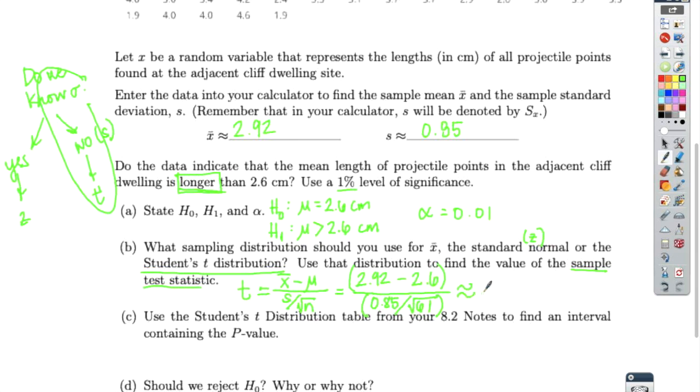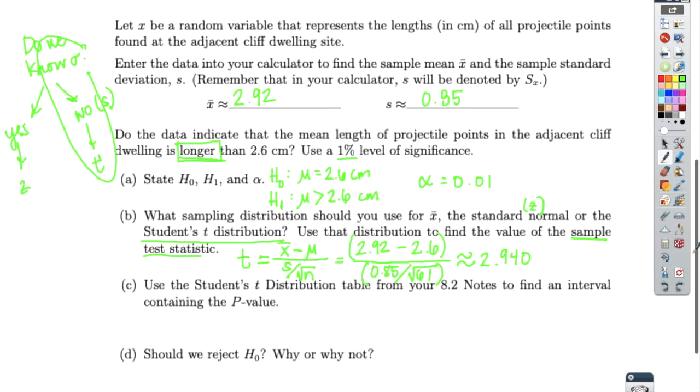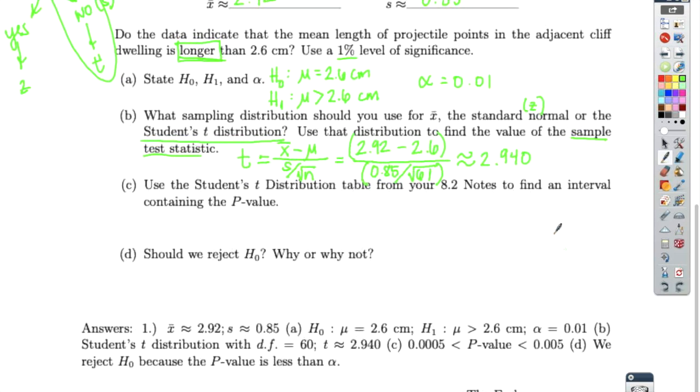I get 2.940 rounded, 2.940. Okay, so there's our t. This is our t score. Use the student's t-distribution table from your notes or from your formula sheet to find an interval containing the p-value.